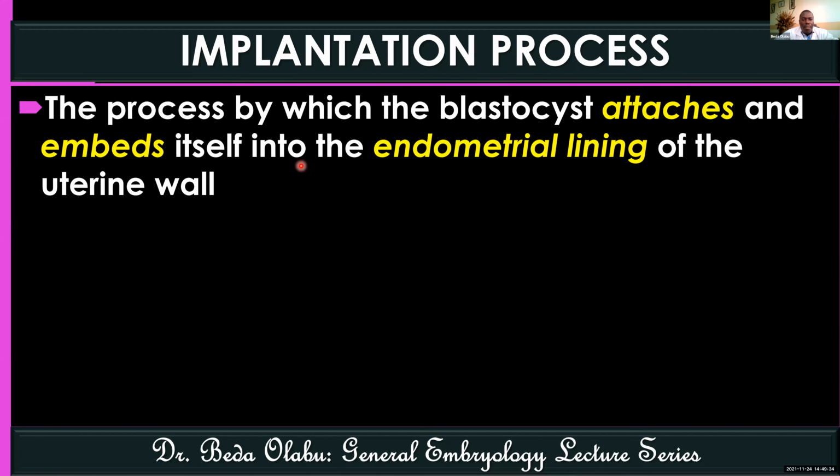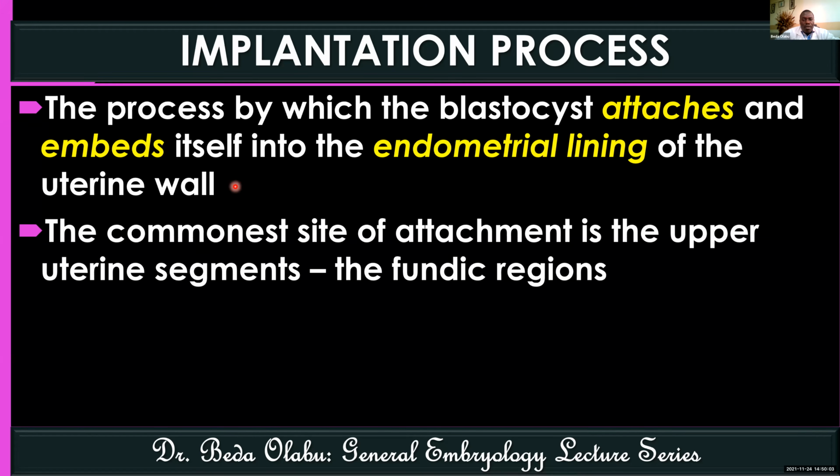By definition, implantation is the process by which the blastocyst attaches itself and also embeds itself into the endometrial lining of the uterine wall. I am underlining endometrial lining because that's the normal site. Sometimes you may have it implanting on other sites, and we are going to talk about that shortly. The commonest site in the uterus where the blastocyst will attach itself is the upper part of the uterus, what we call the fundus of the uterus.